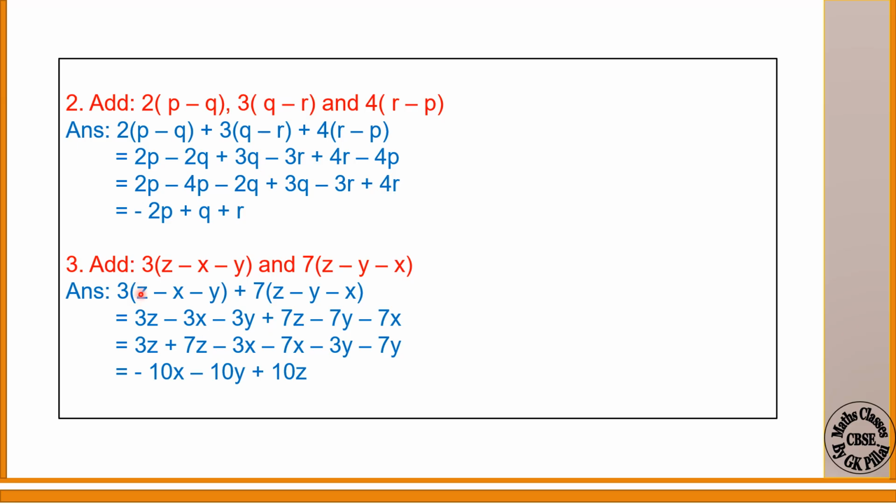Another one, add 3 into z minus x minus y and 7 into z minus y minus x. Write it like this. Open the bracket. There is no minus sign here, so opening is not difficult. Then combine the like terms. Your final answer will be minus 10x minus 10y plus 10z.